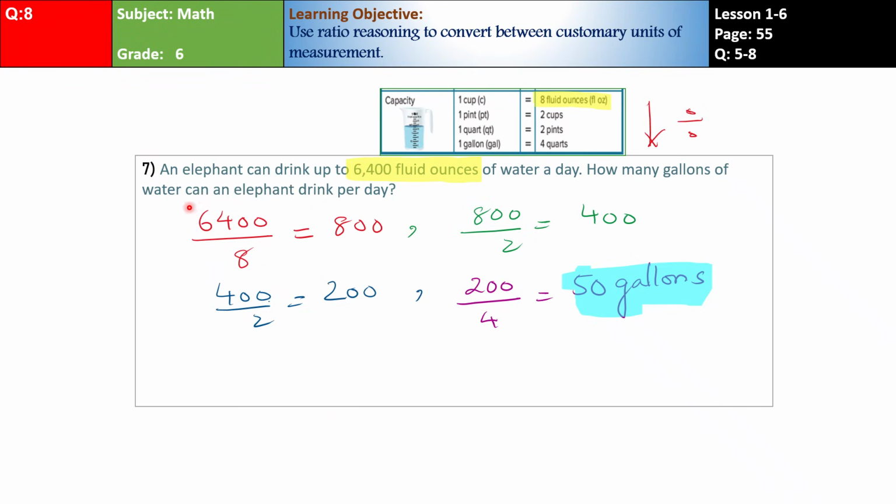I have solved the same question with another method. You can check. First, I took 6,400 fluid ounces. I divided it by 8. 64 divided by 8 gives us 8, so it is 800. Then next, it was 2 cups, so 800 divided by 2 gives us 400. Then cups to pints, again divided by 2. 400 divided by 2 gives you 200. Then 1 gallon has 4 quarts, so divide by 4. 200 divided by 4 gives you 50, so 50 gallons is your final answer.